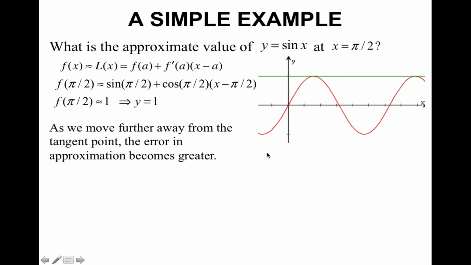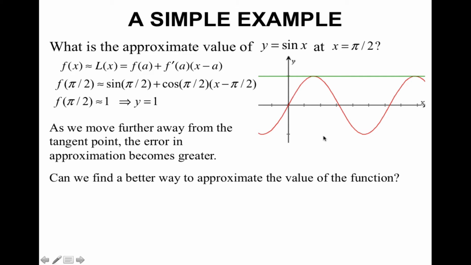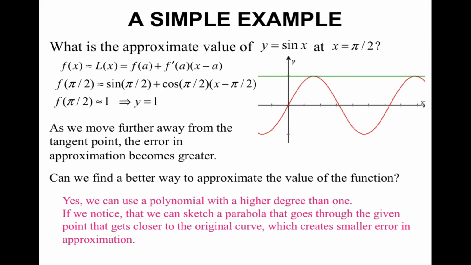As we move further away from the tangent point, the error in approximation becomes greater. So remember that if we keep using the tangent line to approximate the y value on the curve at that specific x value, each time I keep moving away, that error gets bigger. So the question is, can we find a better way to approximate the value of the function? And yes, we can. What we will use is a polynomial with a higher degree than 1.